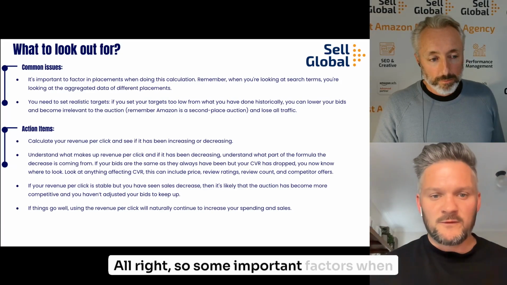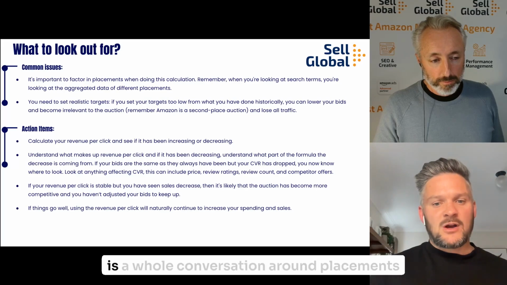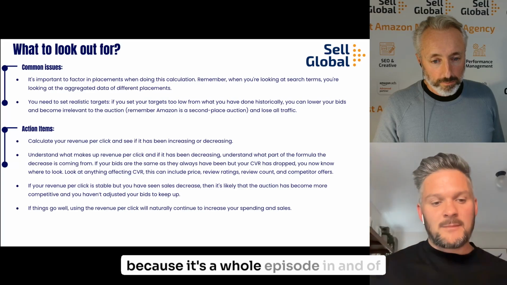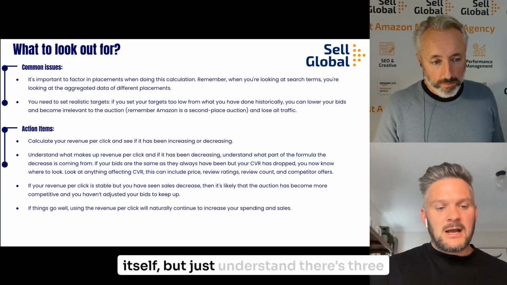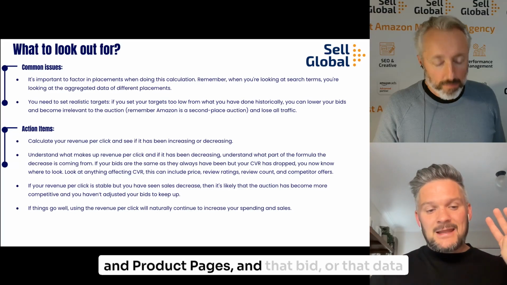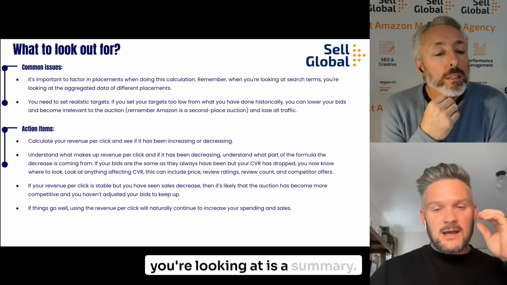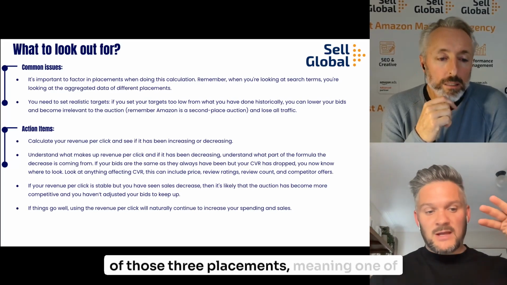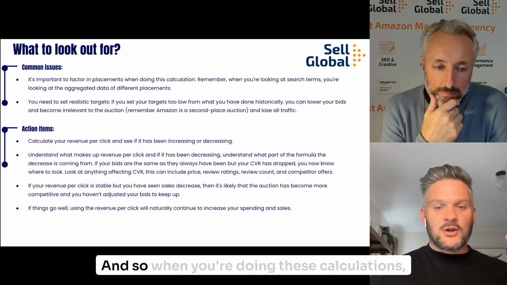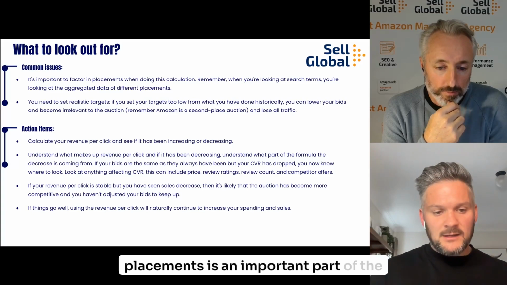Right. So some important factors when you're doing this calculation is that there is a whole conversation around placements that needs to happen. Now, we're not going to go into that today because it's a whole episode in and of itself. But just understand there's 3 placements: top of search, rest of search, and product pages. And that bid or that data you're looking at is a summary of those 3 placements, meaning one of them could be really good and the other 2 of them could be really poor. And so when you're doing these calculations, placements is an important part of the calculation.